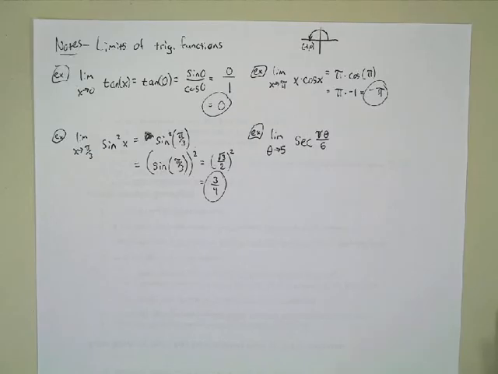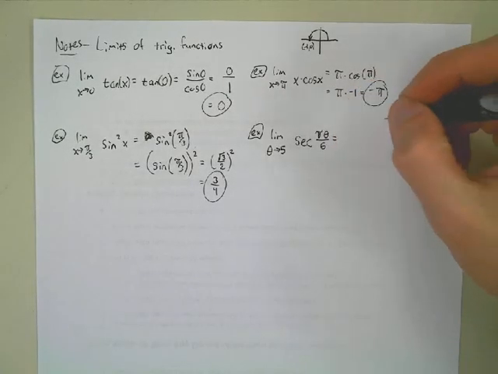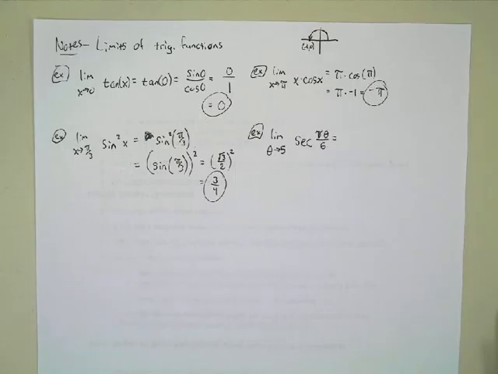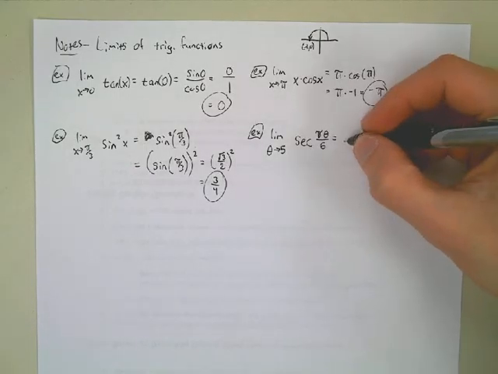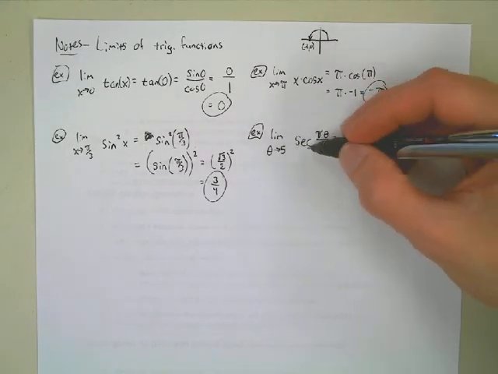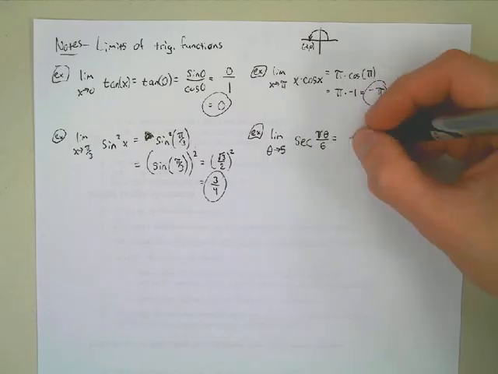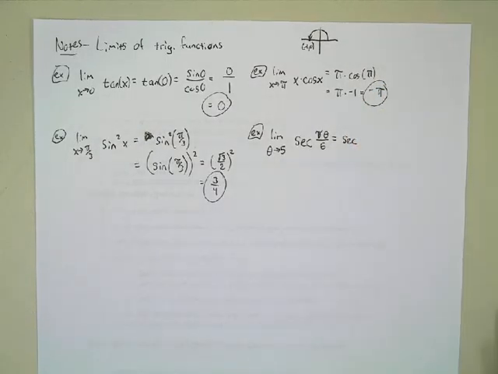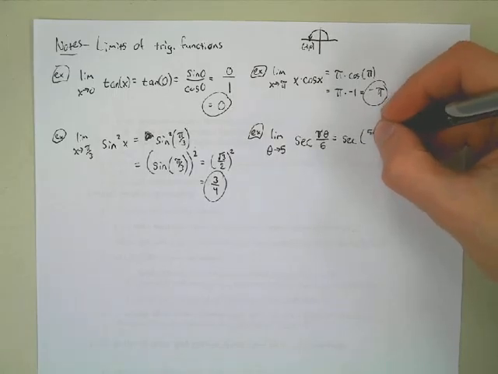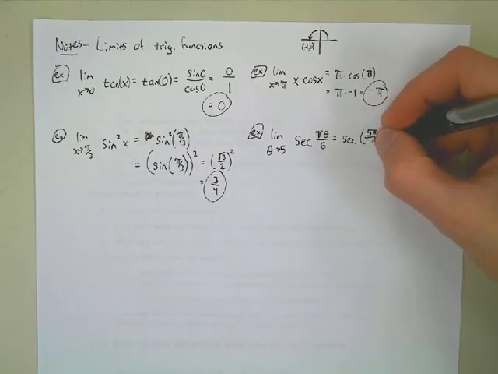Okay, so the limit as theta approaches 5 of the secant of pi theta over 6. You can say pi theta or theta pi, it's going to be the same thing in this case. Again, we try direct substitution here, right? The limit as theta approaches 5 of secant of pi theta over 6 is going to be secant of what? 5 pi over 6.